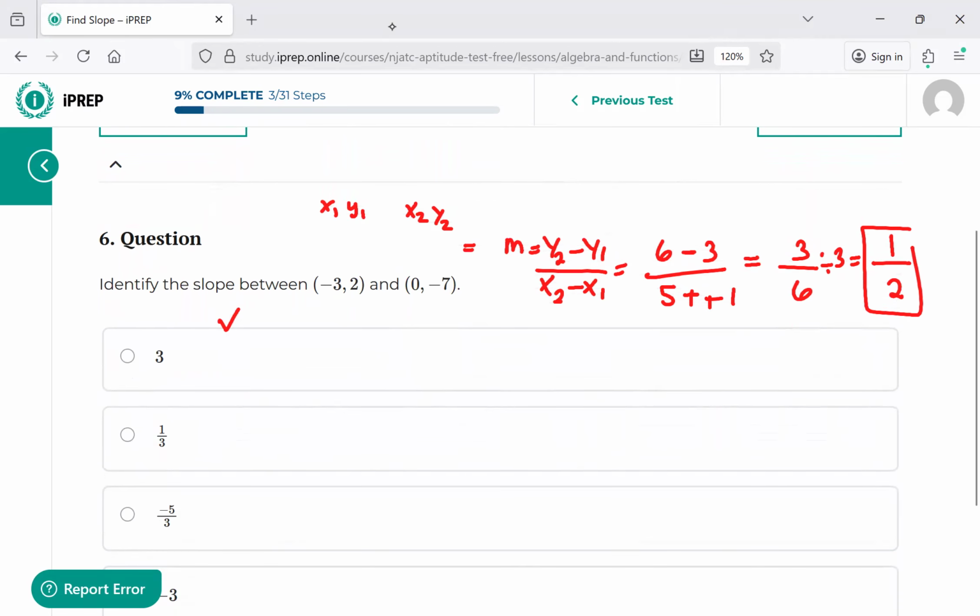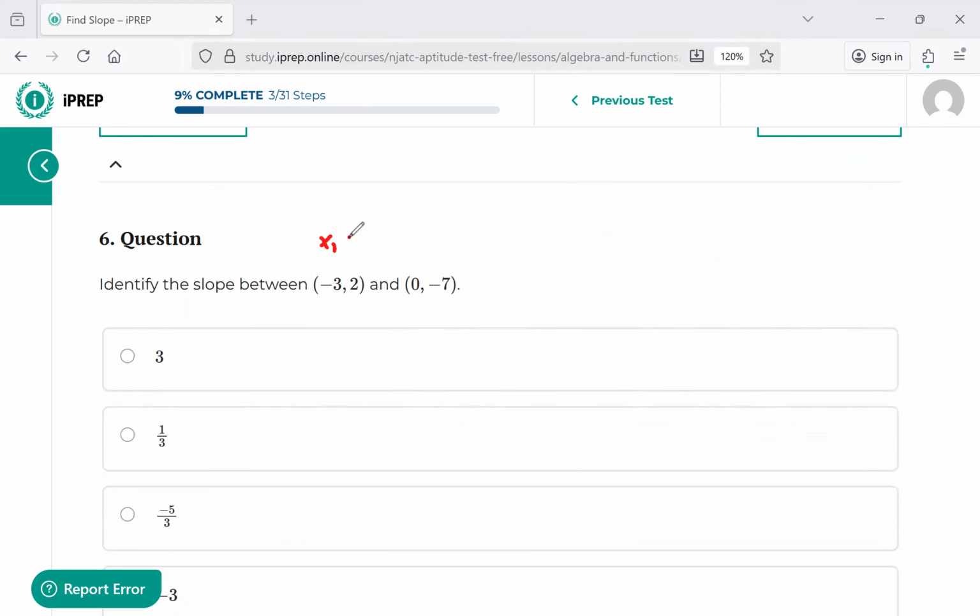Okay, so this one, same idea. They give you two coordinates. They want you to find the slope, so I'm going to label this x1, y1, and then x2, y2. So slope is y2, which is negative 7, minus y1, which is 2, over x2, which is 0, minus x1, which is 3. So on the top, what is negative 7 minus 2? Negative 9. And then on the bottom, 2 negatives becomes a positive, so that's 3. What is negative 9 over 3? Negative 3. So the last one.